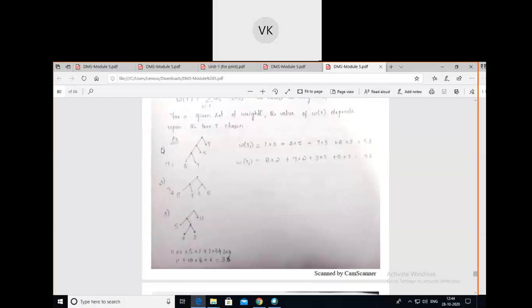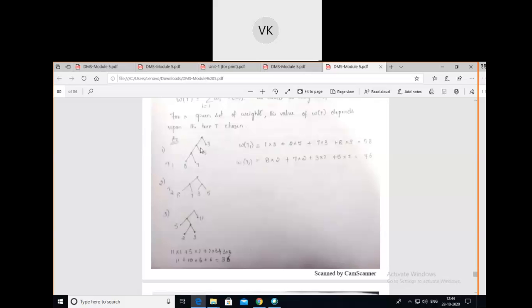Suppose he has given an example here. This is a tree. You imagine that this is the given tree here. This is a basic thing. I will explain with a detailed example in the coming slides. In this we should understand how to calculate the weight of the tree.